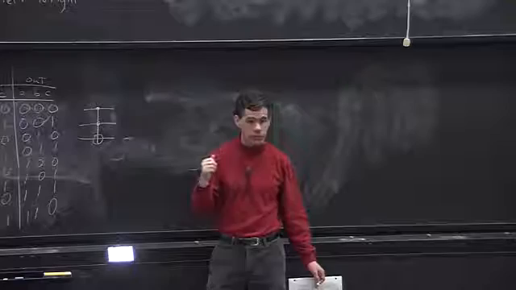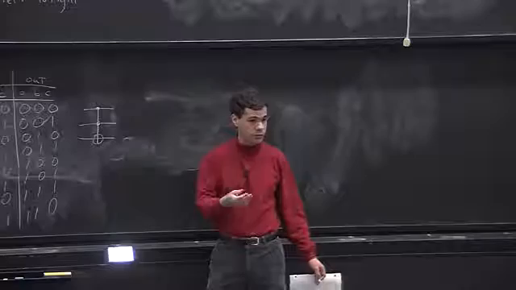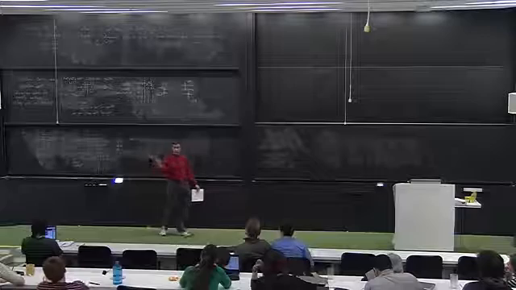Okay. Now, of course, it does something a little more interesting if the third bit is a variable. It could be 0 or 1. But it's then more general than the AND. It computes the AND, and it does other things.